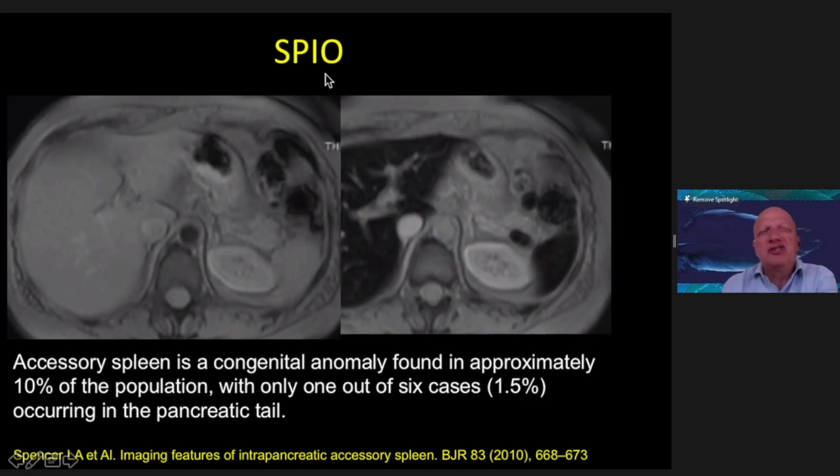And at that time we also still had iron oxide, small iron oxide particles. That means the contrast media which was taken up by Kupffer cells. And you can see here before and after SPIO, this lesion becomes massively hypointense, related to the uptake of this contrast media also by this lesion. So this was an intrapancreatic accessory spleen. This lesion can simulate a pancreatic neuroendocrine tumor.